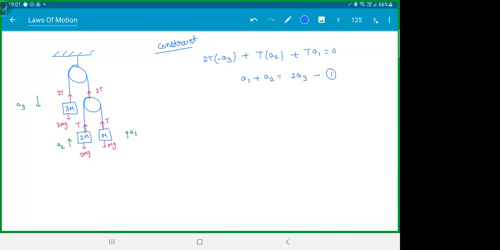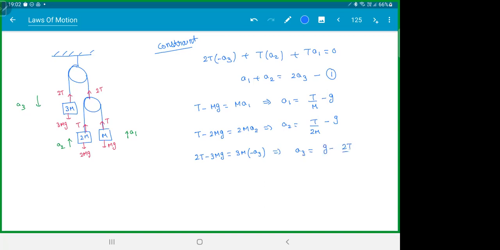Now, equations for the first block. T minus mg is equal to mass into acceleration A1. So A1 will be T by m minus g. Second block, T minus 2mg is equal to 2m A2. Acceleration is T by 2m minus g. Third block, 3mg minus 2T is 3m A3. We get A3 is equal to g minus 2T by 3m.